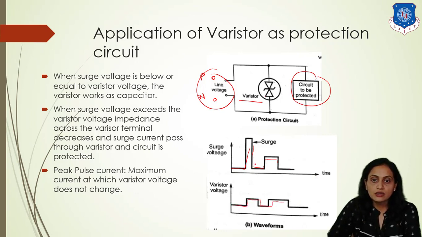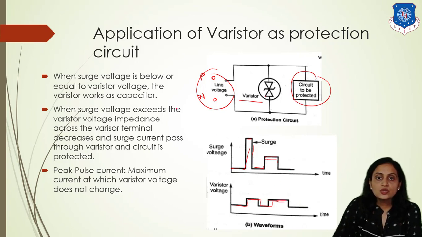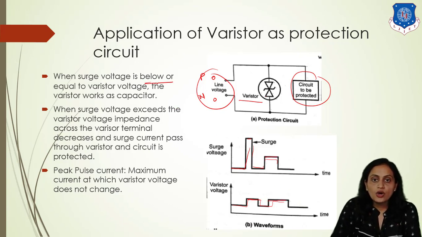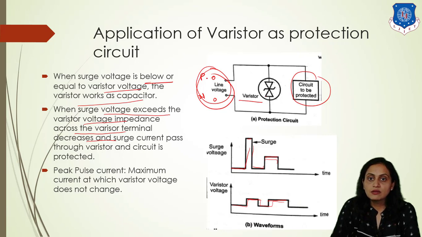You can see over here, this surge voltage, that means the line voltage, is increased, but the varistor voltage is constant. So when the surge voltage is below or equal to the varistor voltage, the varistor works as a capacitor. When the surge voltage exceeds the varistor voltage, the impedance across the varistor terminals decreases and surge current will pass through the varistor and the circuit is protected. So if some higher voltage is present over here, then what happens? This will act as a lower impedance circuit and high current will flow through this and the circuit is protected.